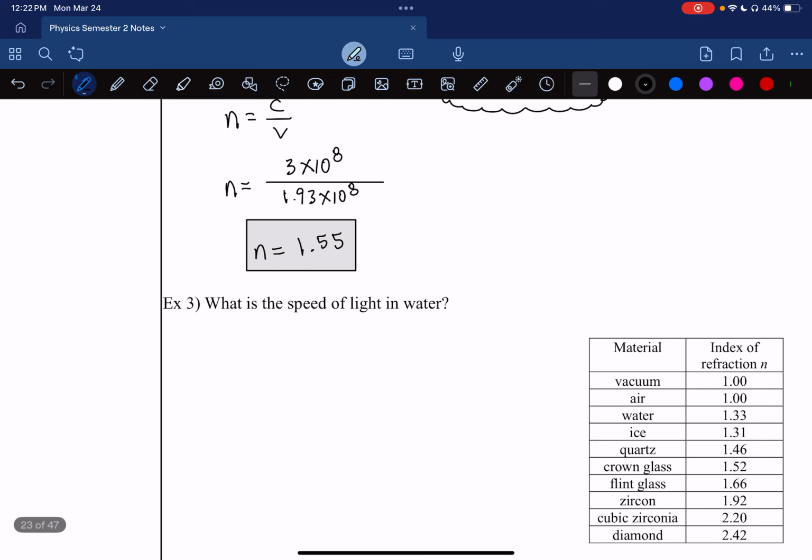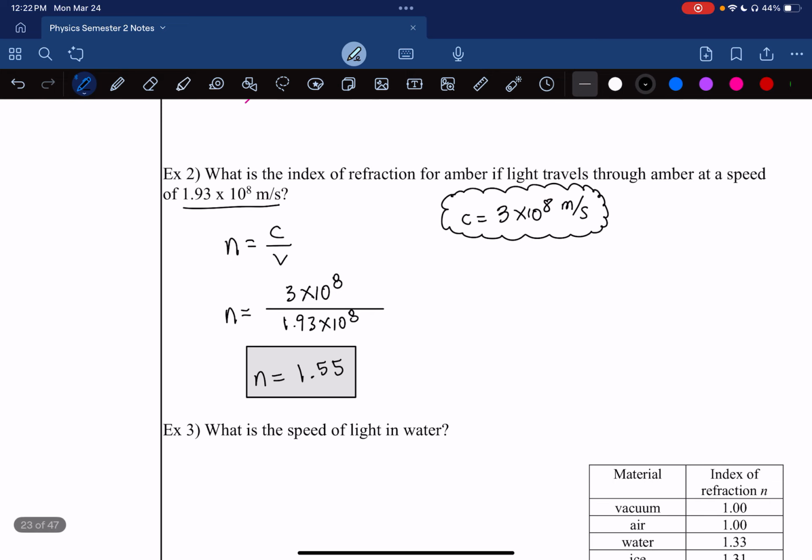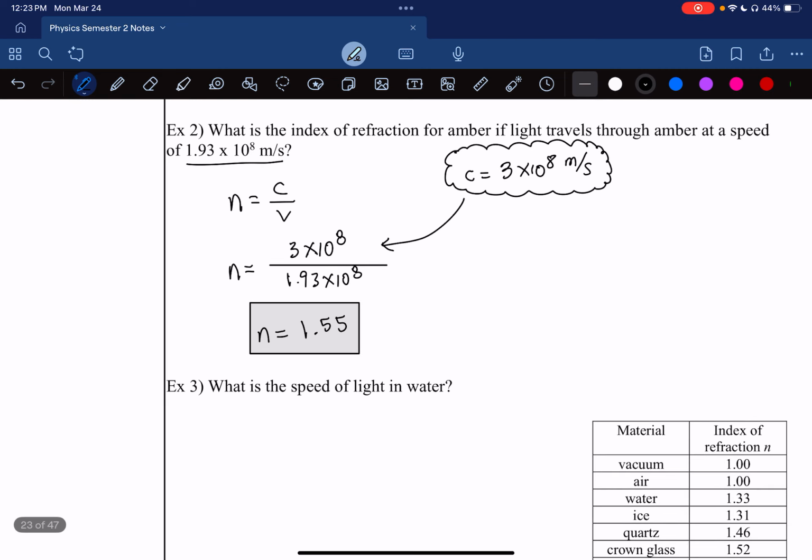And by the way, that's how we figure out these numbers here. It's a calculation done that way. That's one way to figure it out. Cool. Yeah, just remember that c, whenever you're using this equation, you can always count on that number for c.